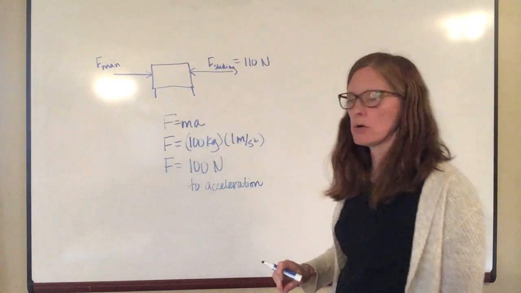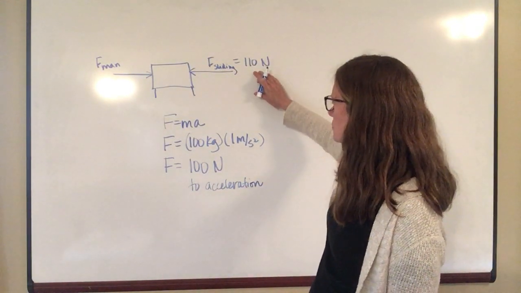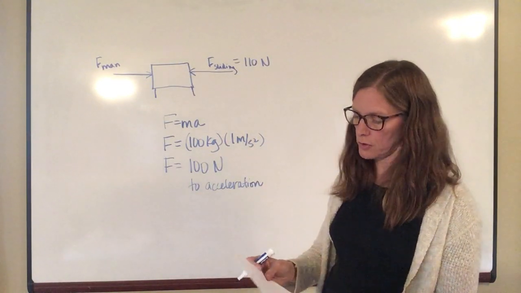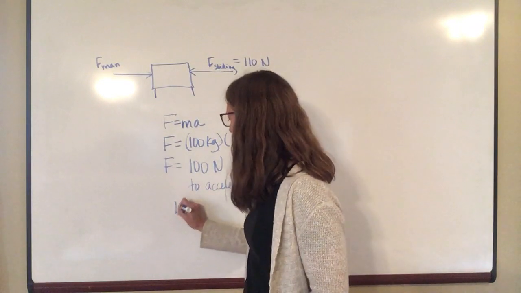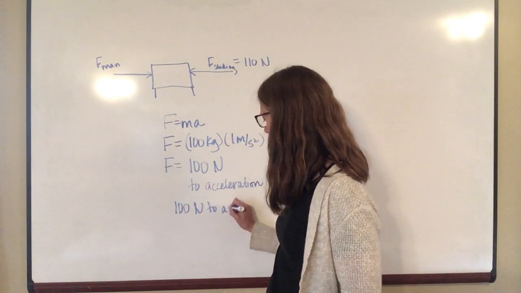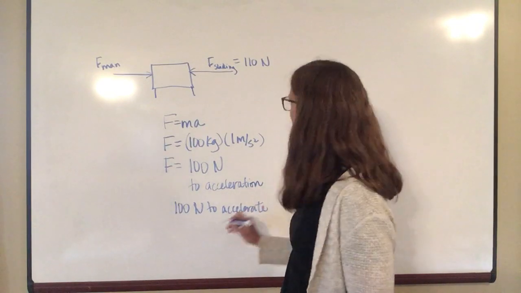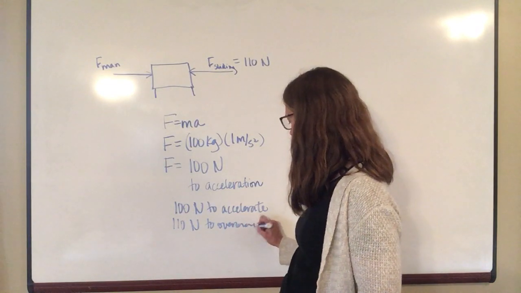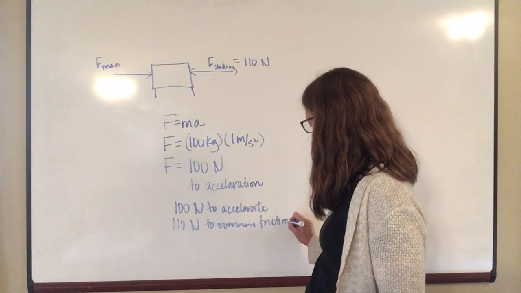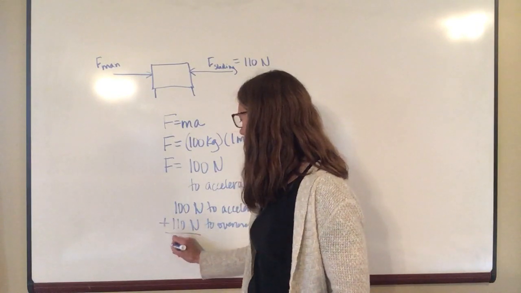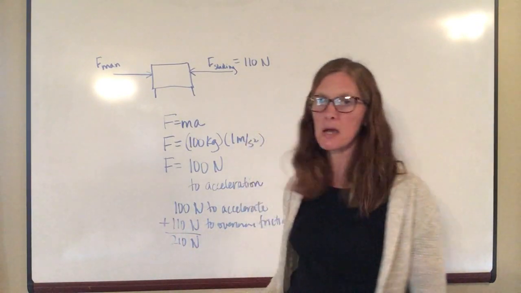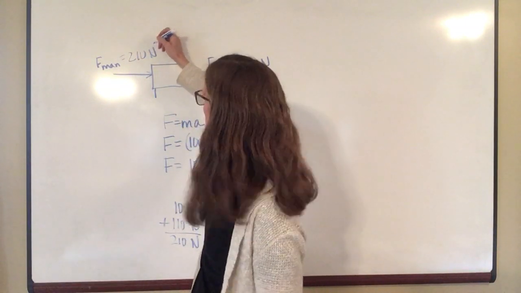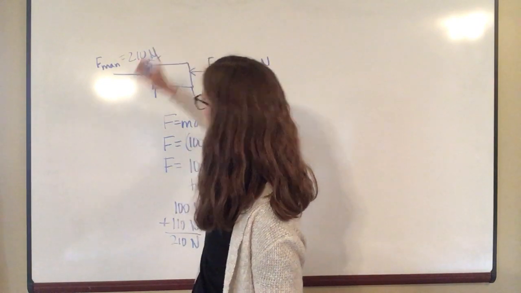Okay? So 110 newtons is opposing it. It takes 100 newtons to accelerate, and then I have to apply 110 newtons to overcome the friction. That's going to give me a total of 210 newtons that the man has to apply. So the force of the man is going to be 210 newtons to the west.